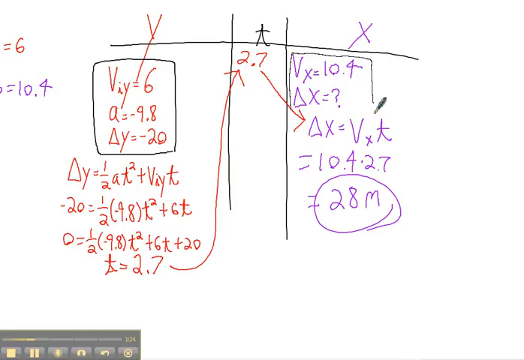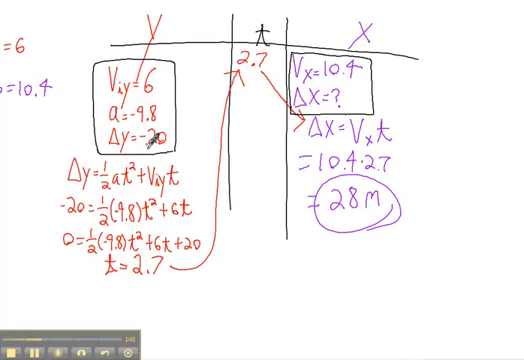And everything else is calculated after that. Everything else is work that I've already done. So we know that the initial velocity in the y is 6. Acceleration is always 9.8 down. Do not forget to throw that negative on the 9.8 or it's going to mess you up. And delta y is 20 meters down.